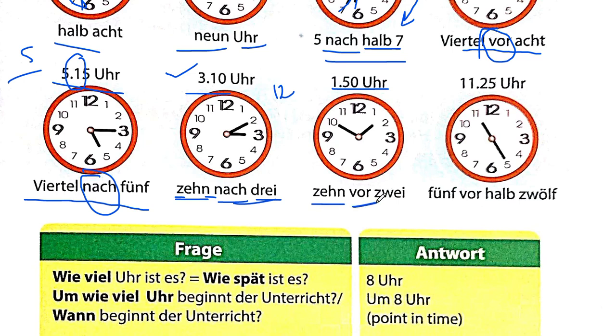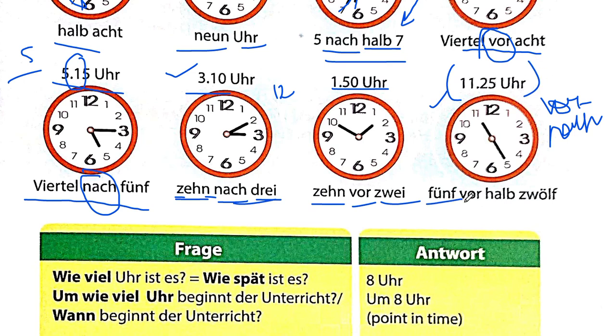So same for vor. Basically, remember that vor is before and nach is after. So same for vor. 10 minutes before 2, right? 1:50 is just 10 minutes before 2. Is it or is it not? It is. So similarly, let's take a look at the last example, 11:25.